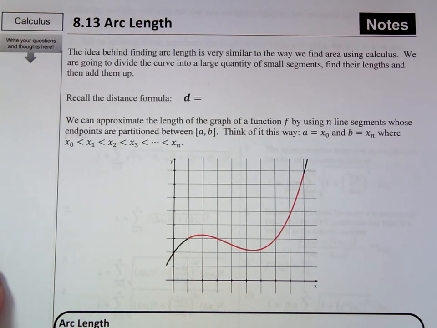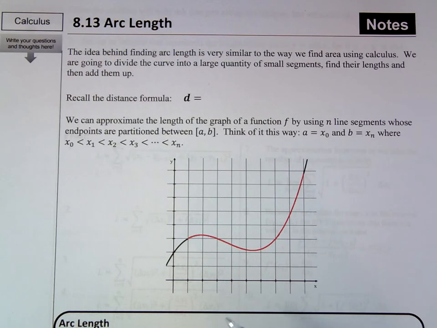So this is section 8.13 for my BC children on arc length, and it is the last section in Unit 8 before we go on to Unit 9. And it's kind of interesting. It's how do you find the length of a curvy thing? That's really what the arc length is talking about. So it's not a straight line distance. It's more of a curvy thing.